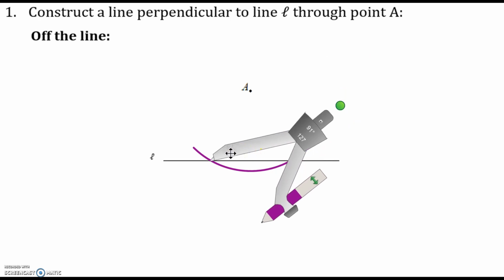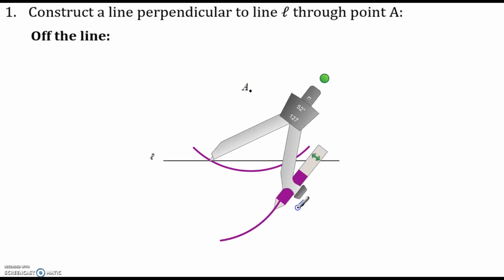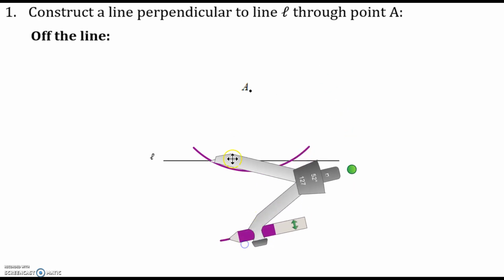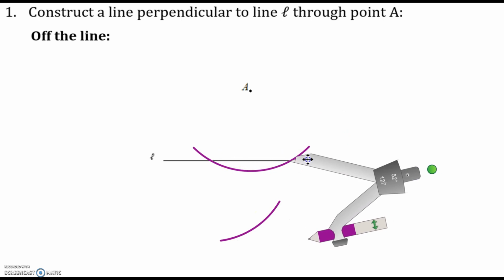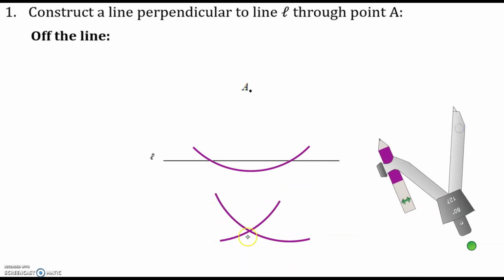And then just like before, we want to put the point of the compass down onto one of the intersections. And naturally, when the point is off the line, it's already more than halfway between them. And then once you have one arc from that intersection, you go to the other, and you create another arc. And then just like before, you will connect that intersection up through point A, having created perpendicular lines.